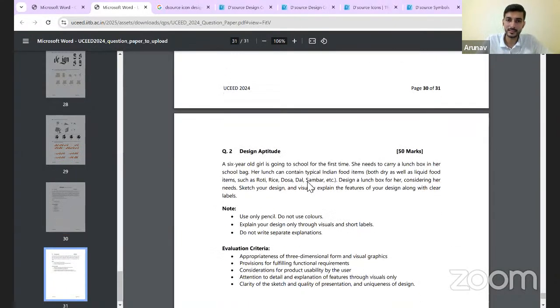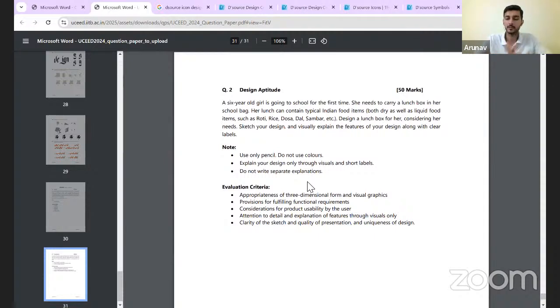नाउ लेट्स कम टू द सेकंड पार्ट ऑफ द क्वेश्चन, व्हिच इज डिजाइन एप्टीट्यूड. सो लास्ट ईयर दे आस्क्ड दिस क्वेश्चन ऑन प्रोडक्ट डिजाइन. Let me very frankly tell you, and I have been iterating this last year also, and this year also I'm telling you, please be prepared कि डिजाइन एप्टीट्यूड में they are not just going to ask you प्रोडक्ट डिजाइन का क्वेश्चन because they asked you last year. No, they might change. डिजाइन एप्टीट्यूड बहुत बड़ा, अपने आप में बहुत बड़ा टॉपिक है.